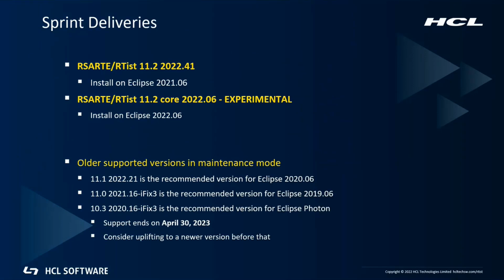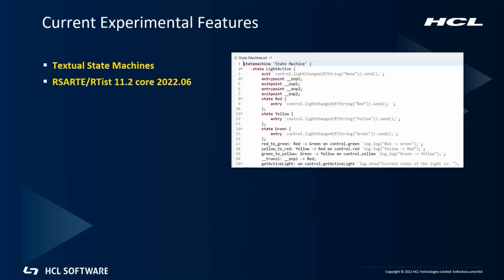So then this is a summary of what we will deliver in this sprint. There is an update of RCRT and RTist 11.2 called 2022-41, and this is something you should install on Eclipse 2021-06. Then, as I mentioned, we have made a first release for Eclipse 2022-06. We call it 11.2 Core. And there are no changes for the older version, so they are still the same as before. And the list of experimental features currently is the text-to-state machines, and the whole 11.2 core release is to be treated as experimental.